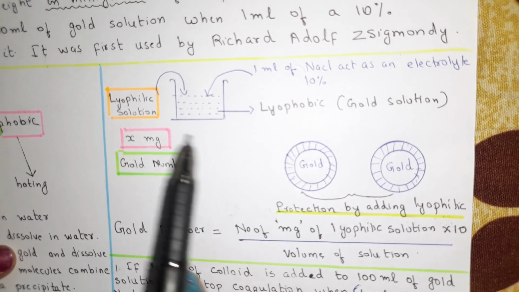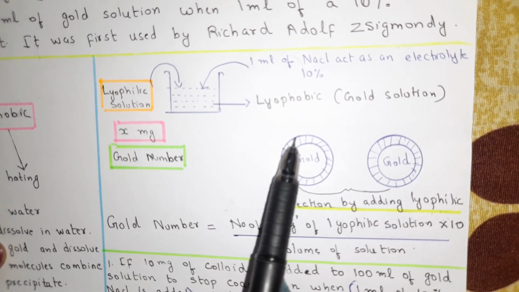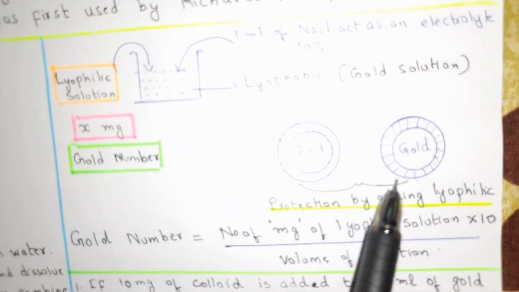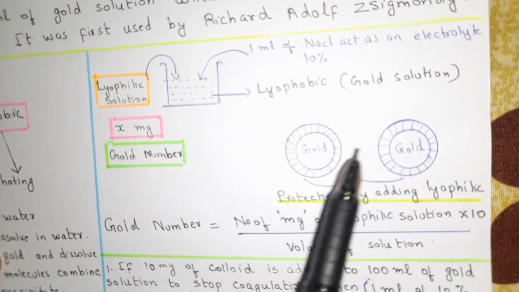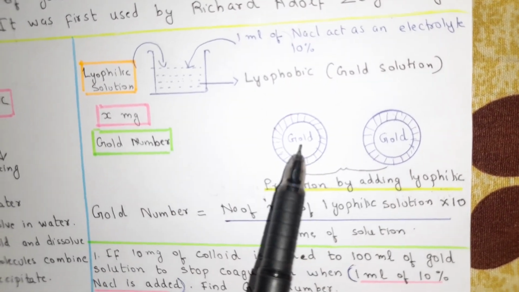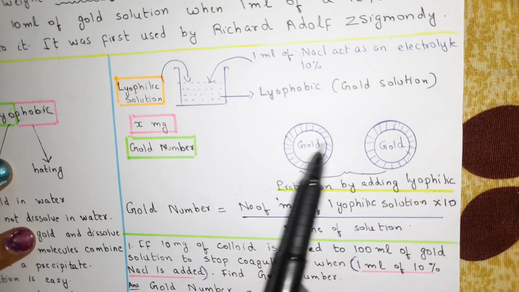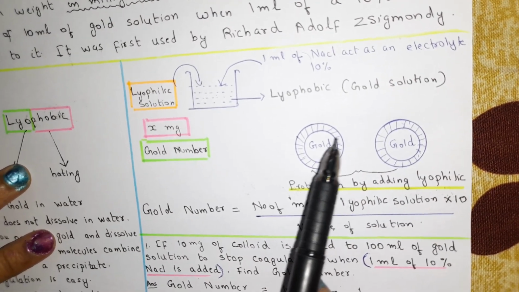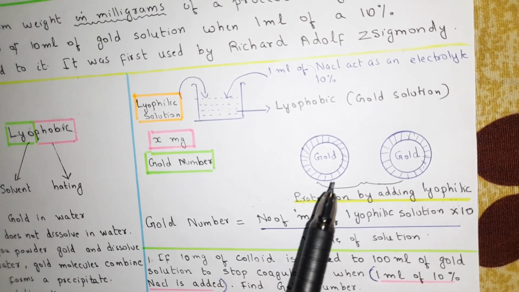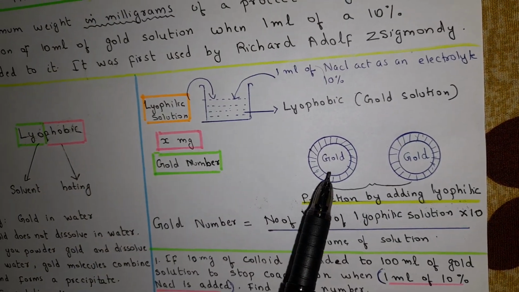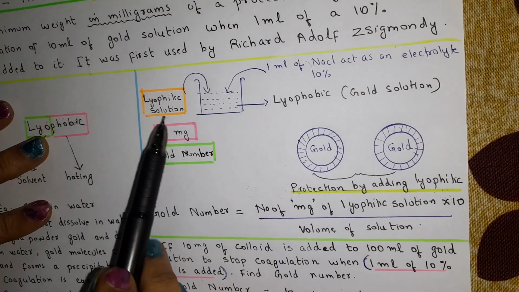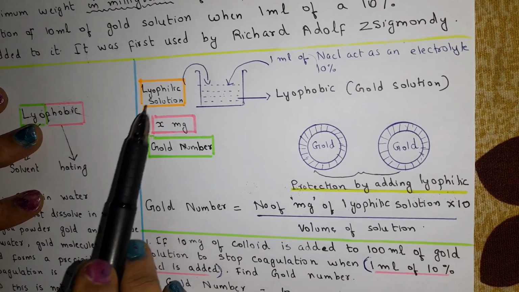So as soon as the lyophilic solution is added, it goes around each of the gold molecules and makes a protective covering around the gold molecule. So when the molecules try to come close to each other, they won't be able to combine together, and it is not getting unstable. It turns out to be very stable when you add this lyophilic solution. So here I said that we are adding X milligram of lyophilic solution.